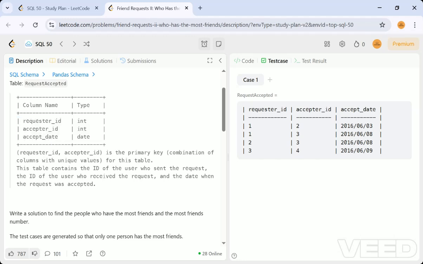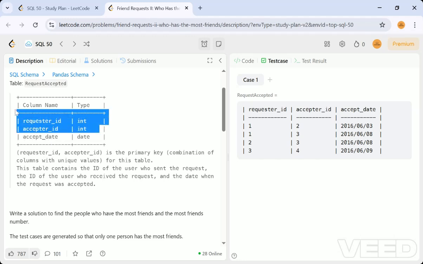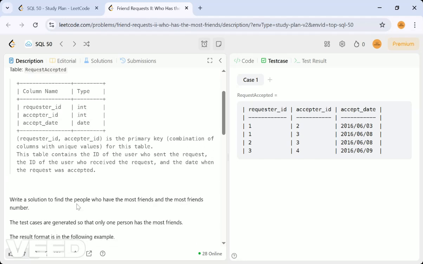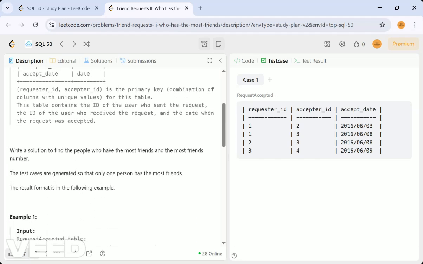The combination of requester_id and accepter_id is unique, which is the primary key for this table. This table contains the ID of the user who sent the request, the ID of the user who received the request, and the date on which the request was accepted. Now they're asking us to write a solution to find the person who has the most friends, and the number of friends. The test cases are generated so that only one person has the most friends.